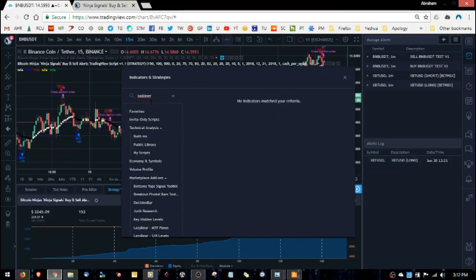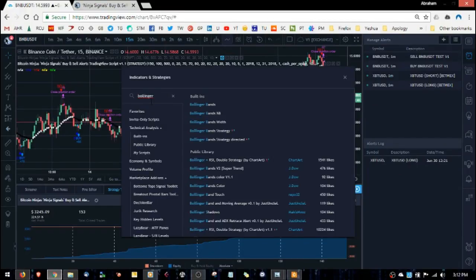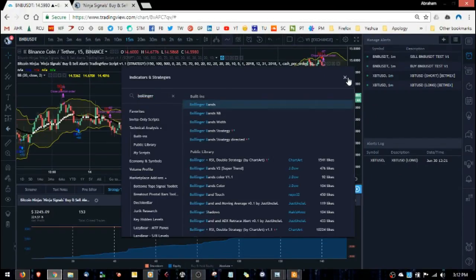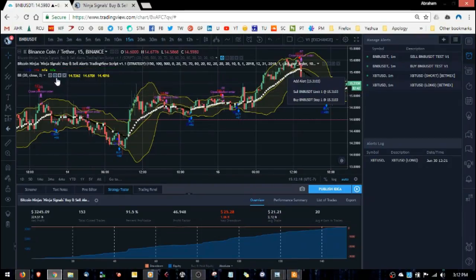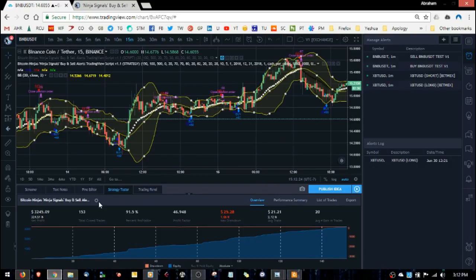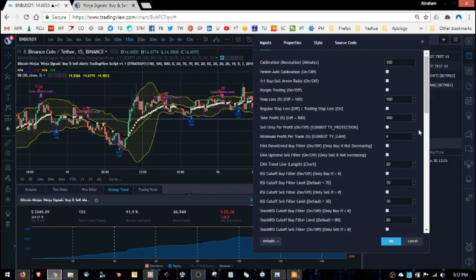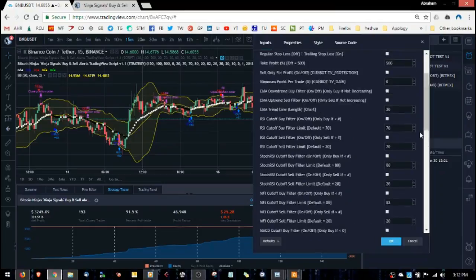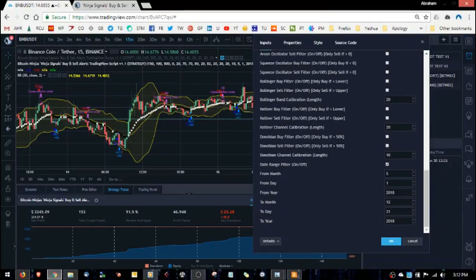So let's pull up the Bollinger Band. Excuse me, I misspelled it there. Built-in Bollinger Band, we have that. We see the default settings here with a length of 20. If you click the settings there, you can see adjustable portions of the Bollinger Band filter. And we see here that the length is currently set to 20 for the Bollinger Band calibration.